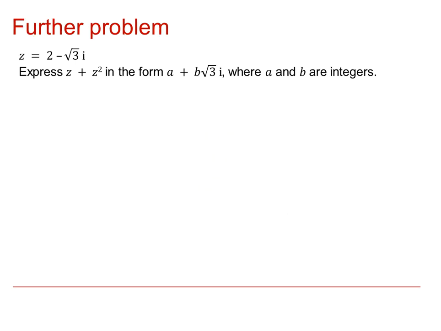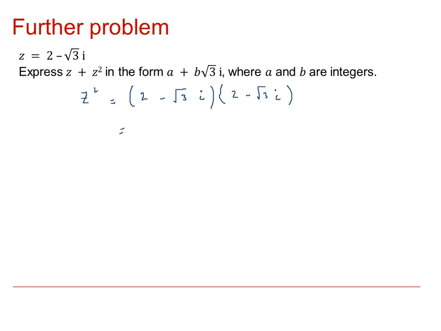Well, here's an example of a sort of question that you might face in an exam. Here we've got a complex number z, which is 2 minus root 3i, and we're asked to find z plus z squared in the form a plus b root 3i. Well, first of all then I'm going to work out what z squared is. So do remember that you need to multiply z by itself and not just square the real and the imaginary parts. So it's 2 minus root 3i multiplied by 2 minus root 3i, again using FOIL.